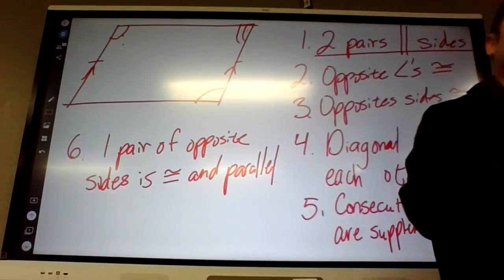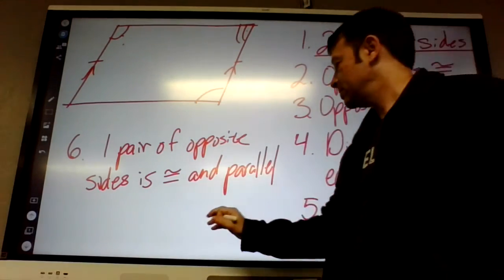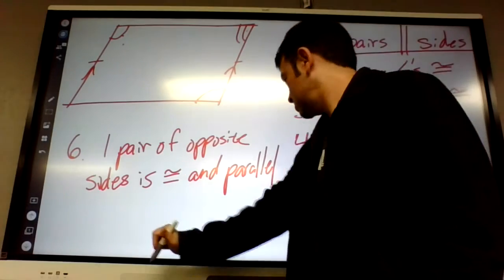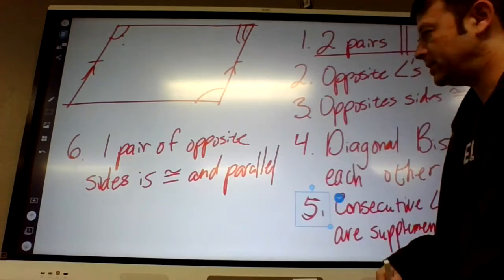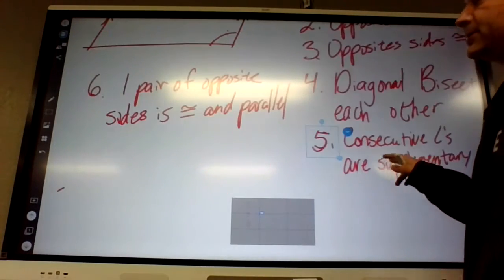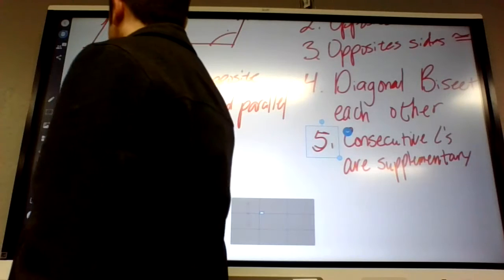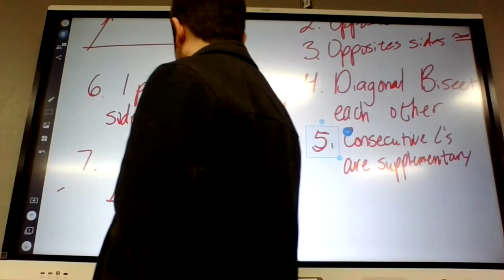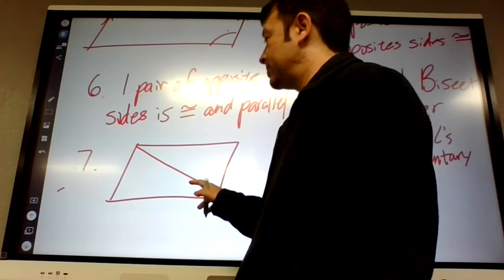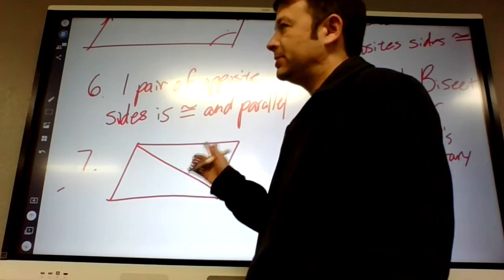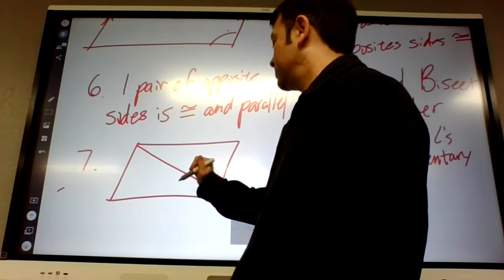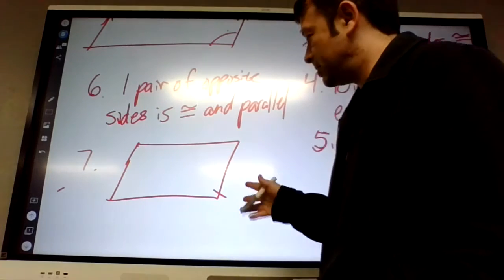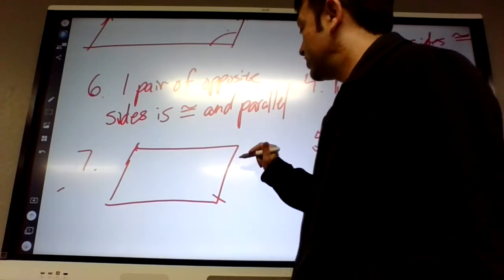Congruent and parallel are not the same. Parallel means it's going the same direction. So these are parallel, but they're not congruent. Anyways, another one they added, and I don't know if I should mention this one, but if you draw a diagonal and it creates 2 congruent triangles, it has to be a parallelogram, because the opposite sides would be congruent and so on. All right, I'm not going to write that one down.